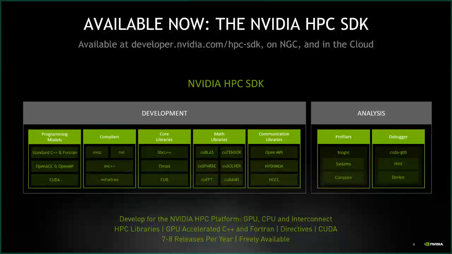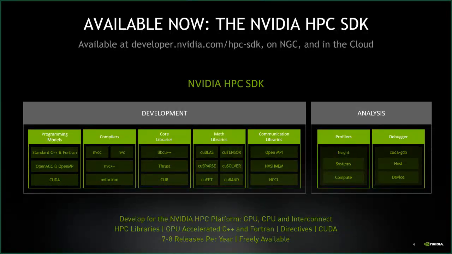On the previous slide, I noted that we have to program the network, and so for that we have a suite of communication libraries from OpenMPI to NVSHMEM and NCCL. I'll talk about what NVSHMEM and NCCL are a little bit later if you haven't heard of them. I feel confident you've heard of OpenMPI. And then HPC being an iterative process, we have profilers with Nsight Systems and Compute, and then a debugger with CUDA GDB.